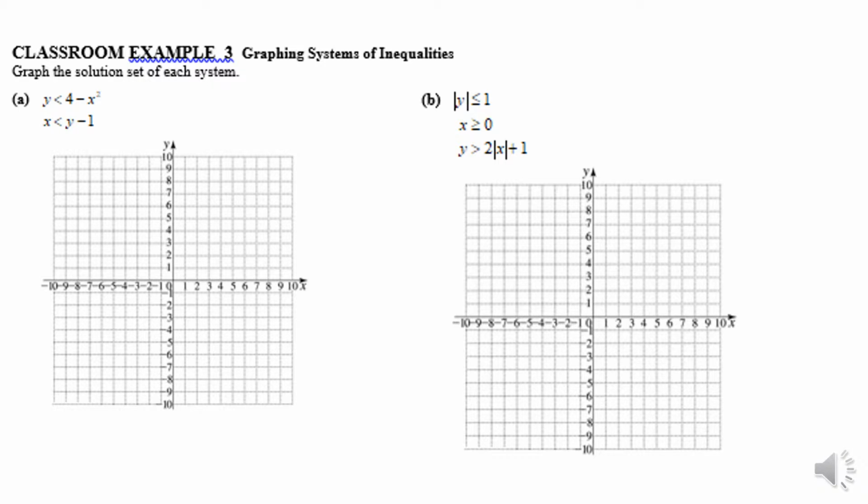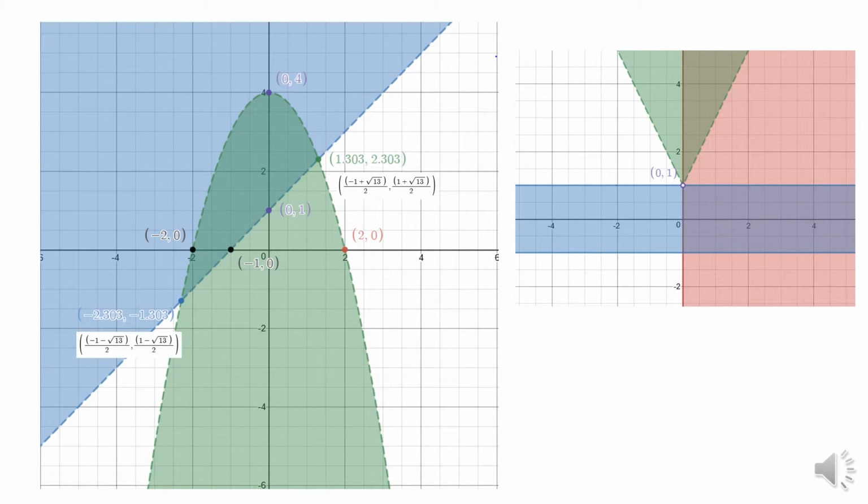Let's see how you did. Here it should be this dotted region. These points, these are the approximations for those points, and these are the actual coordinates of those points of intersection. And the answer to this is this region. It is dotted on the boundary, but it is all of this.